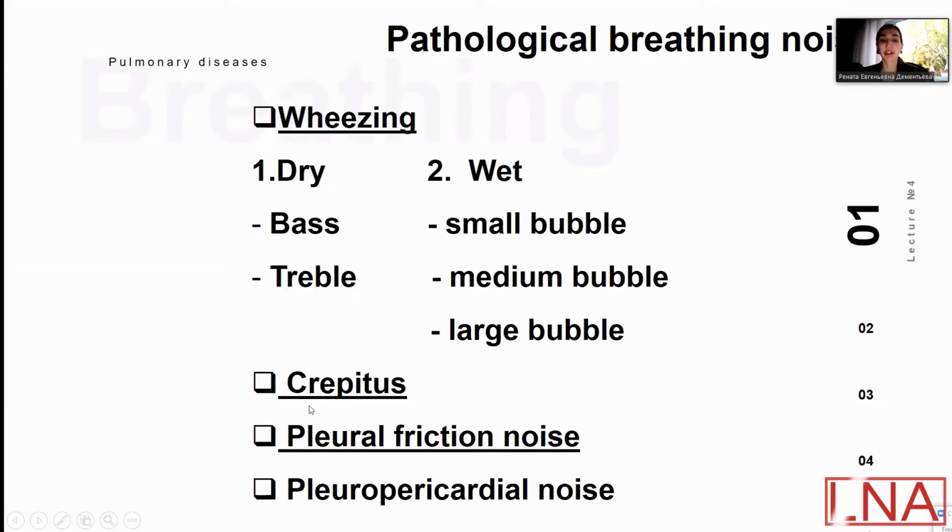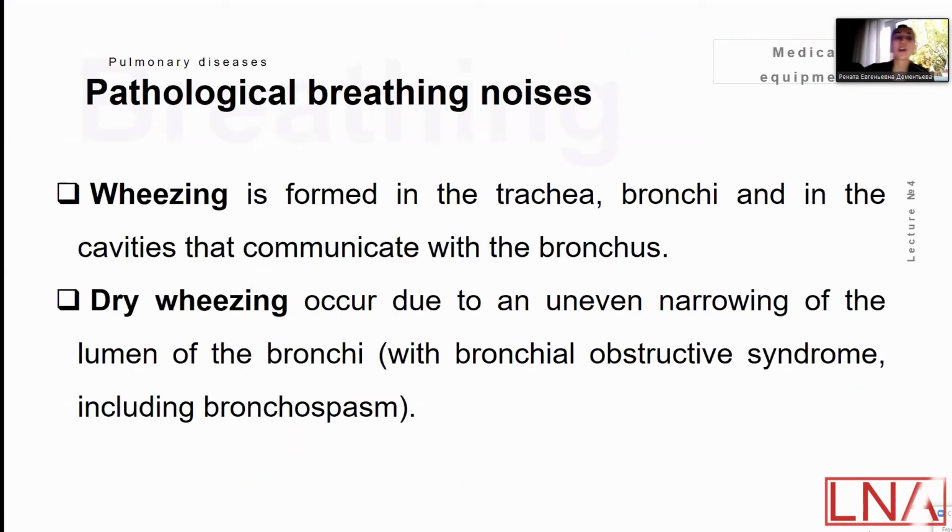Secondary respiratory sounds include crepitus, pleural friction noise, and pleuropericardial noise. So: wheezing, dry and wet, crepitus, pleural friction noise, and pleuropericardial noise. Now, about the mechanism of formation. Wheezing is formed in the lumen of the trachea, in the bronchi, and in the cavities that communicate with the bronchus.